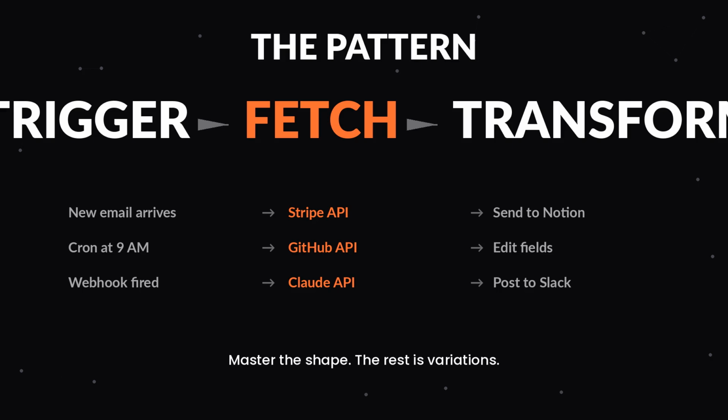Trigger, fetch, transform. Most useful automation in the world is some variation of this 3-step pattern. Replace schedule with when email arrives. Replace GitHub with Stripe API. Replace edit fields with send to Notion. Now you have a workflow that pulls every new Stripe payment into your Notion CRM automatically, every time, for as long as your laptop or your $5 server is on.